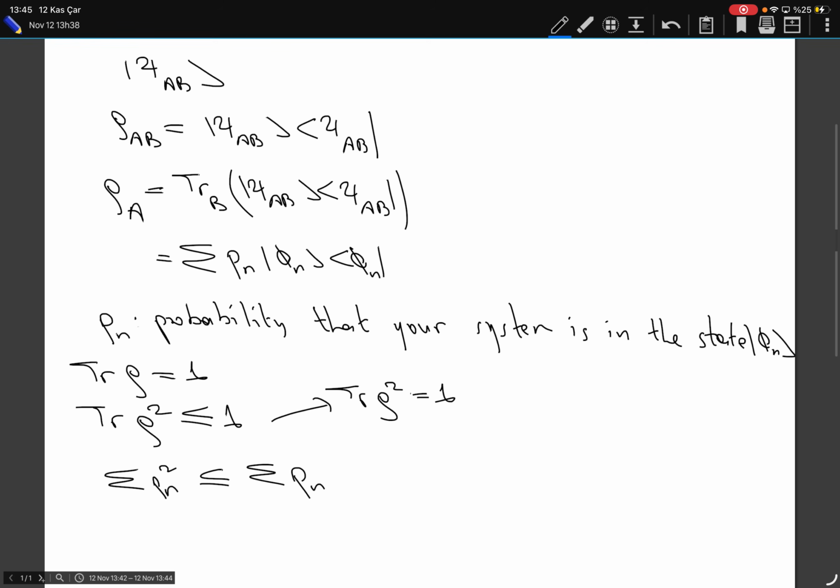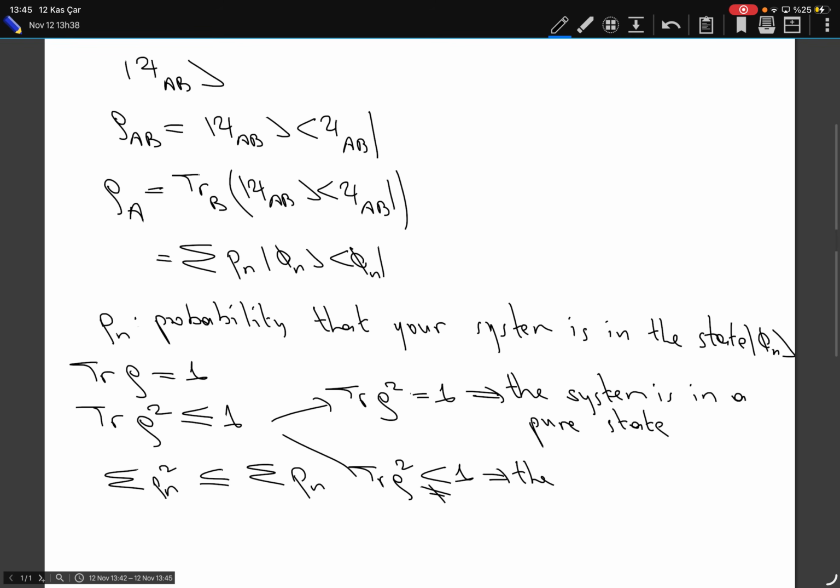So if trace of rho squared is equal to 1, it basically means that one of those diagonal elements is 1, and the other ones are all 0. So this is when the system is in a pure state. And you can talk about the wave function of the system. The system definitely has a wave function, which corresponds to that 1 in the diagonal. And if trace of rho squared is strictly less than 1, not equal to 1, then we say that the system is in a mixed state.